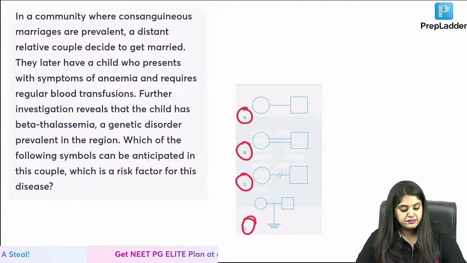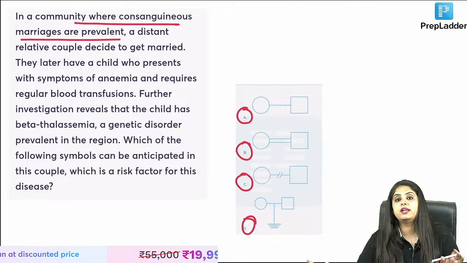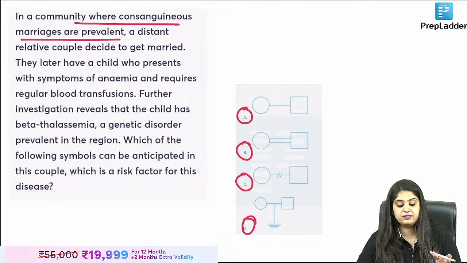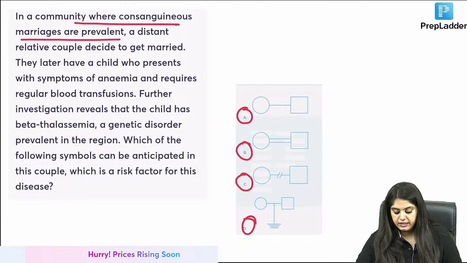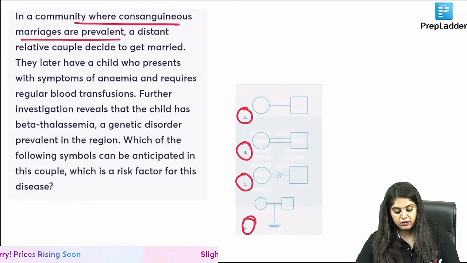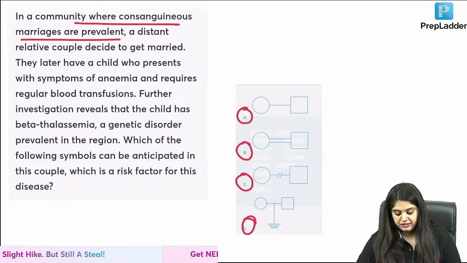There's a community where consanguineous marriages are prevalent. These are the ones that happen between relatives, cousins. Relatives wala marriages are consanguineous marriages. So what is anticipated? What kind of pedigree is telling me consanguineous marriage? Okay, all of you have started saying B.